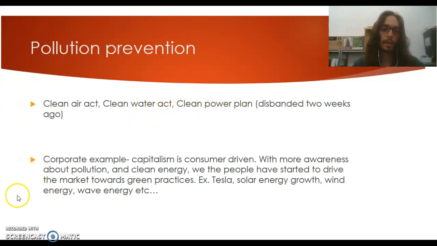And then a corporate example of pollution prevention: capitalism is the society we live in, and capitalism is 100% consumer driven. So with more awareness about pollution and clean energy, the people have started to drive the market towards green practices. A good example of that is Tesla. That company has shot up in the past 10 years.